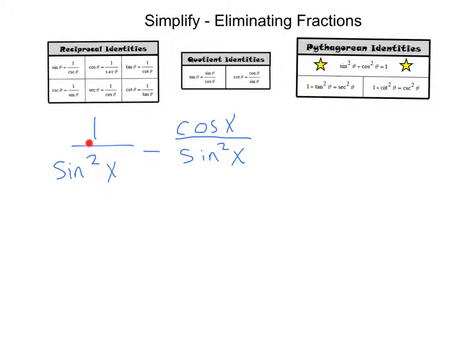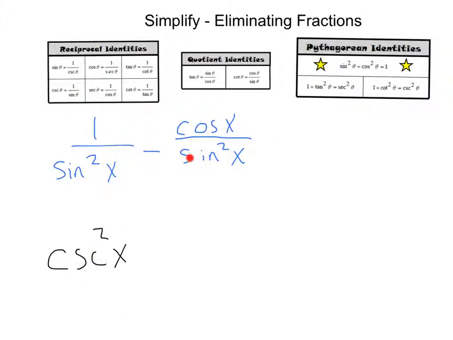From here, I see I have 1 over sine squared x. Well, I could use my reciprocal identities, seeing that 1 over sine squared x has to equal cosecant squared x. These reciprocals always work even if you have a squared term. So this 1 over sine squared x is going to turn into cosecant squared x. Notice this is more simplified than this because it's not written as a fraction.